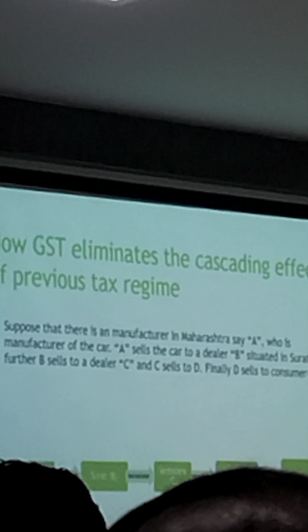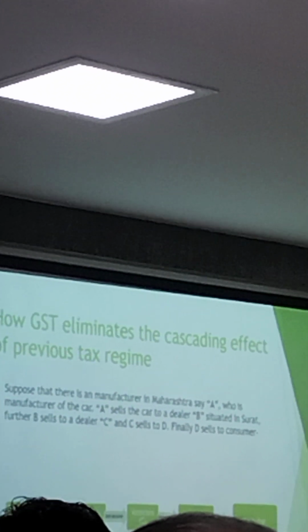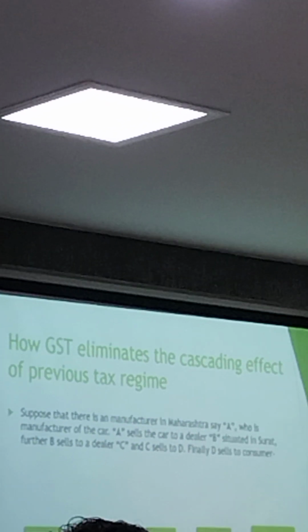Now let us truly understand what the cascading effect is with the help of an example. Let us imagine a hypothetical situation that there was a manufacturer in, say, Maharashtra state, manufacturing cars, and he sells the car to a dealer B who was situated in Surat, Gujarat, and that dealer B sells that car to another dealer C who is in Vadodara, same state, and dealer C then sells that to a dealer D in Rajasthan, which is an interstate supply. And finally the end consumer buys the car from dealer D situated in Rajasthan.